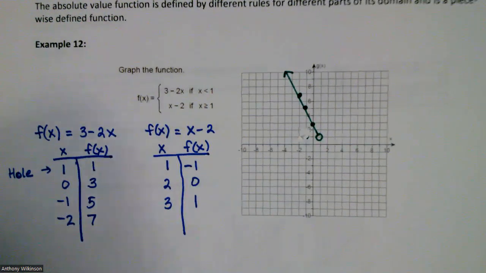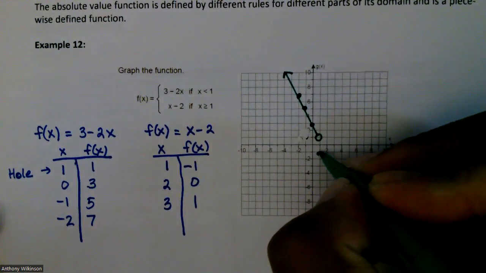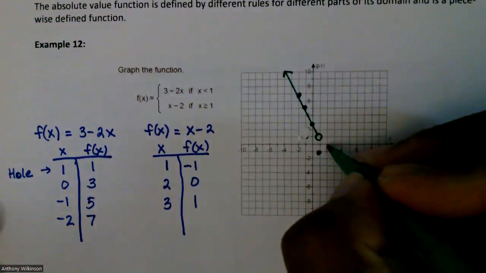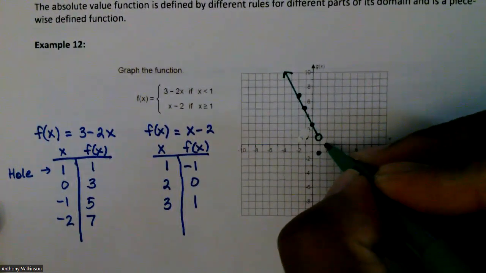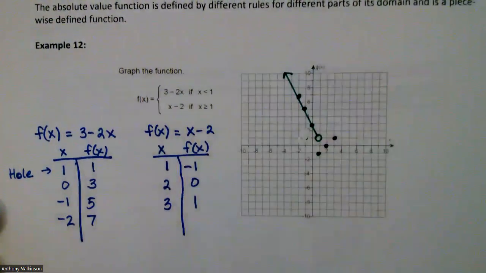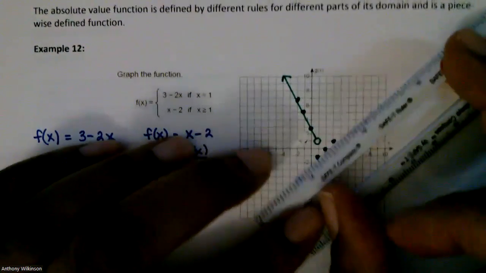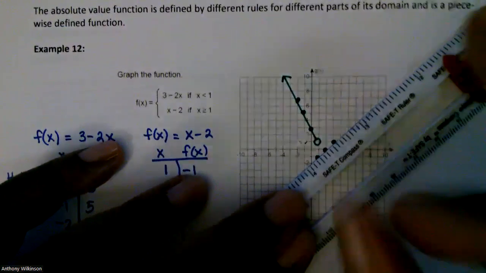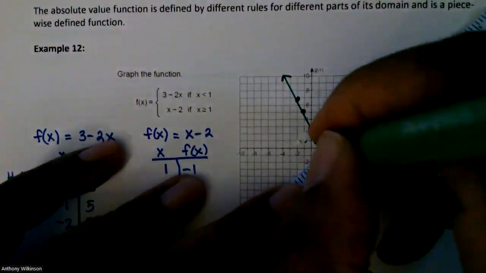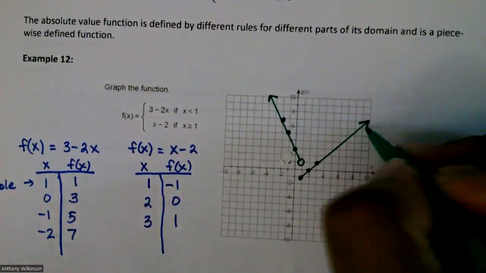So let's plot those. (1, -1) will be to the right 1 and down 1. (2, 0) to the right 2 and on the x-axis. (3, 1) will be to the right 3 and up 1. So now if I plot those points, here's what that graph looks like.